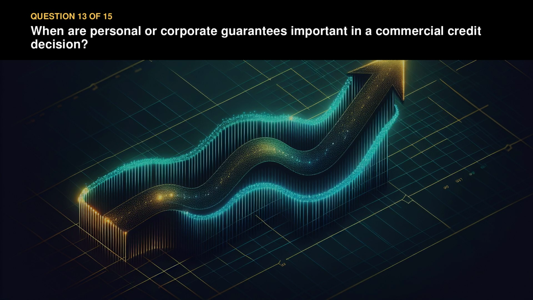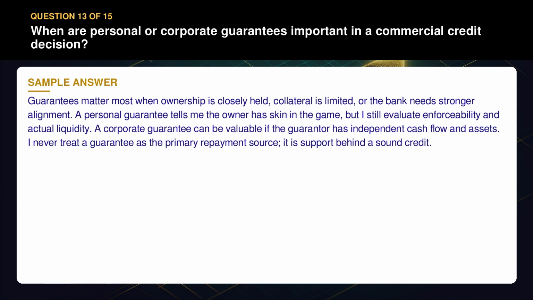Question 13. When are personal or corporate guarantees important in a commercial credit decision? Guarantees matter most when ownership is closely held, collateral is limited, or the bank needs stronger alignment. A personal guarantee tells me the owner has skin in the game, but I still evaluate enforceability and actual liquidity. A corporate guarantee can be valuable if the guarantor has independent cash flow and assets. I never treat a guarantee as the primary repayment source. It is support behind a sound credit.